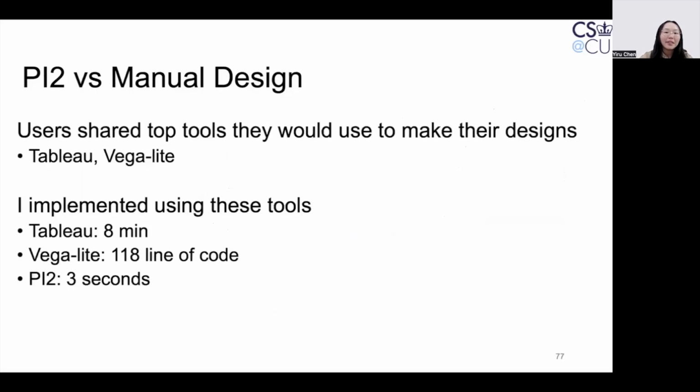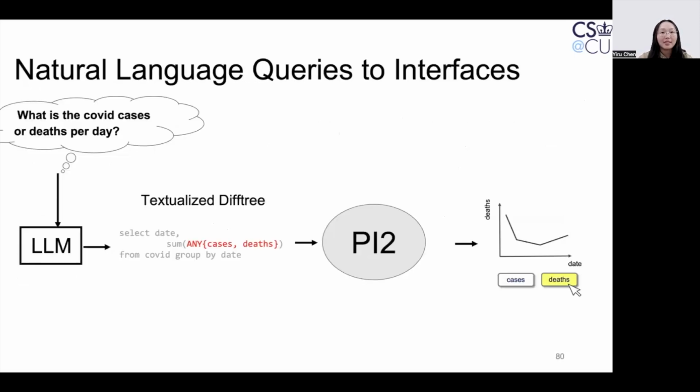I have also collected the tools that the users would like to use to make their designs. They are like Tableau and Vega. Then I tried to use these tools to create them. It still takes a while. For Tableau, it takes 8 minutes to configure it. And for Vega, it takes 100 or so lines of code. While PI2 only takes about 3 seconds. I'm not saying PI2 is better than Tableau and Vega, but if we have the analysis ready, existing tools still take a while, while PI2 can automatically generate the interface within a few seconds.